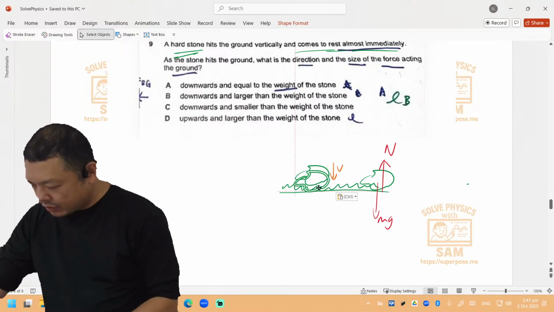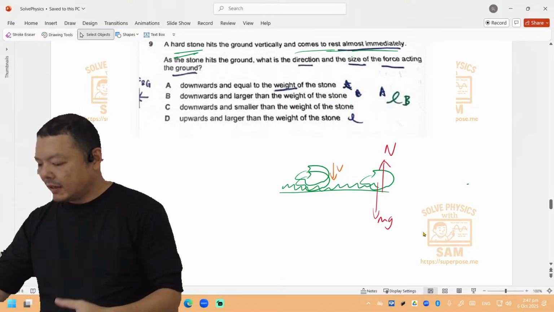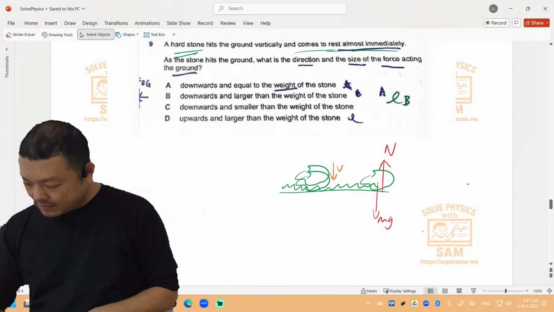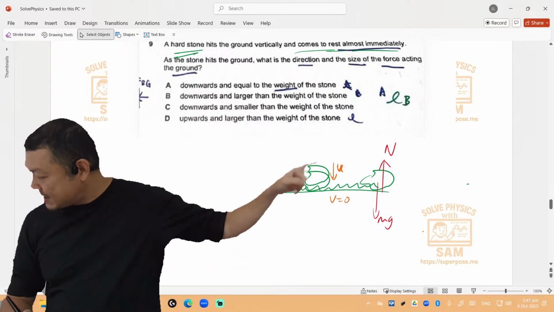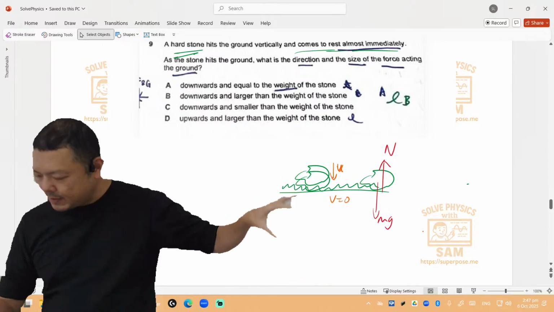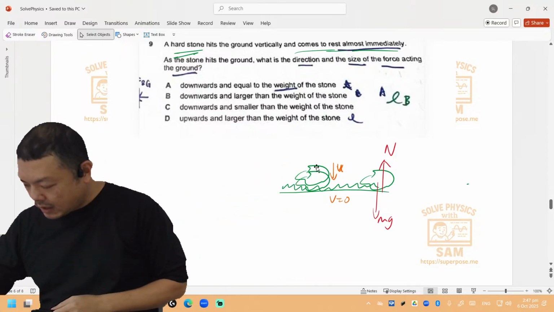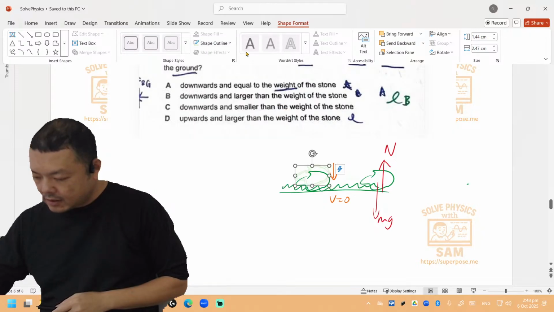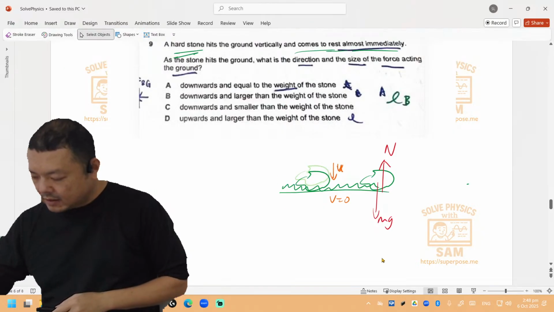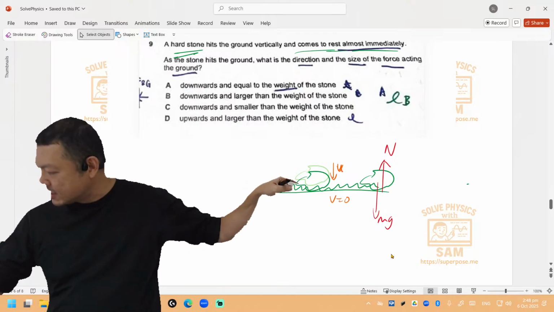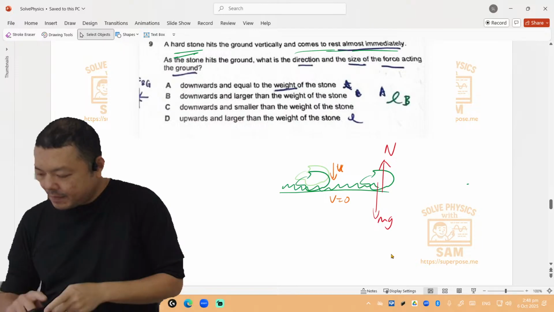So I'm just going to draw two overlapping pictures to show you that the rock hit the ground. And what is the final speed? Okay, so the final speed is 0. Just before it hit the ground, I give it the symbol U, and then now it hits the ground already, the final speed is 0. Let me shade this a bit lighter. This is the very faint picture just before it hits, and the solid one is just after it hits.